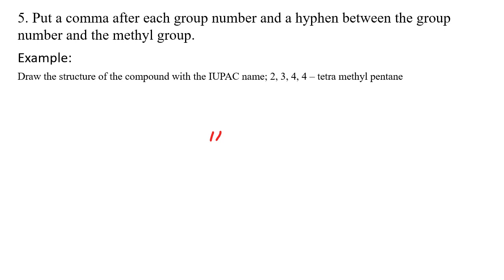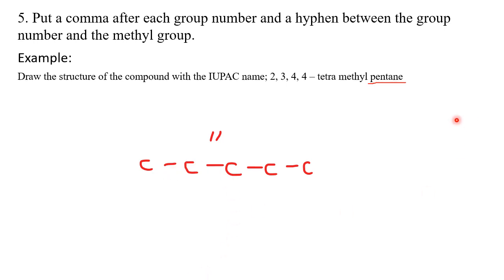2,3,4,4-tetramethylpentane. So in this case, they've given us the name, and they want us to draw the structure of the compound. First of all, we will start by obtaining the longest carbon chain. The longest carbon chain in this case is pentane, meaning that the longest carbon chain should have 5 carbons. Okay, so there we have it. We have 5 carbons in this chain.